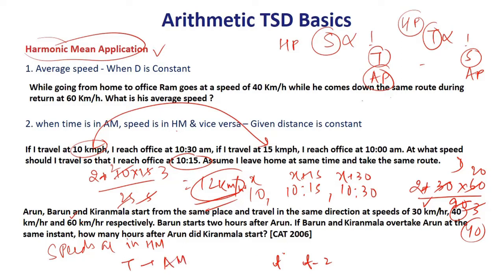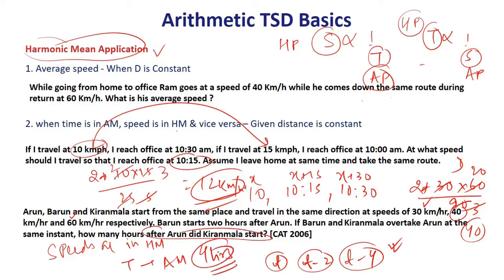So let's say Arun takes T hours, Barun takes T minus 2, then Kiran Mala must take T minus 4 for this to become an AP. So after how many hours did Kiran Mala start? 4 hours. I hope this is clear to you. So, brilliant CAT question solved with such ease. I hope you enjoyed it.